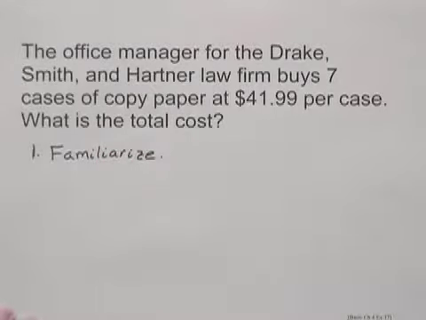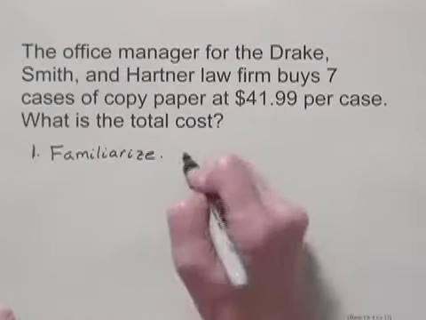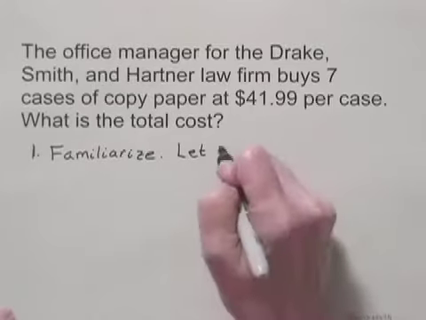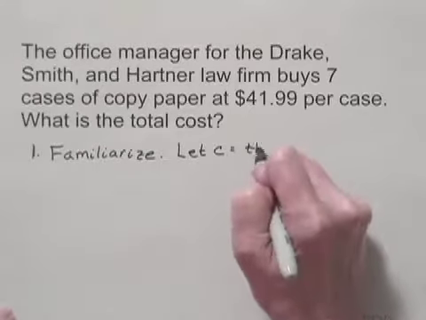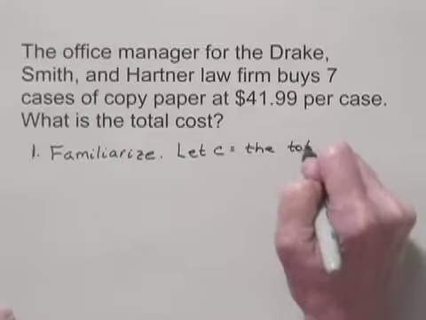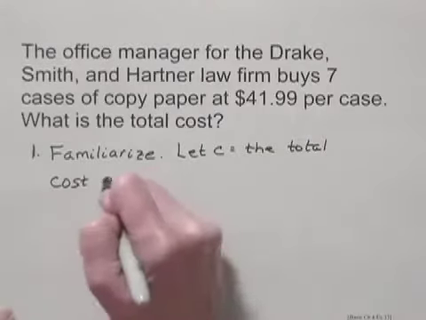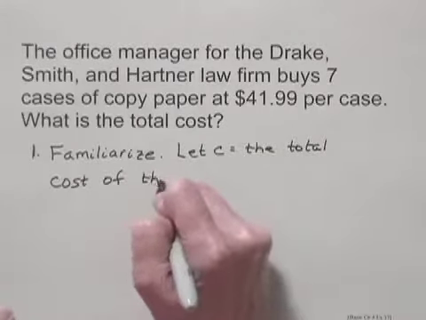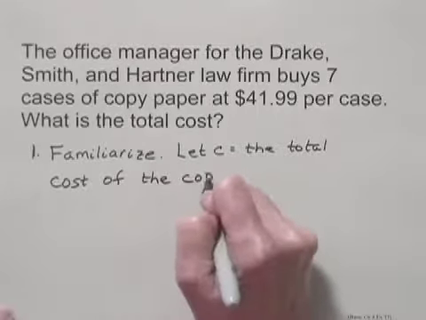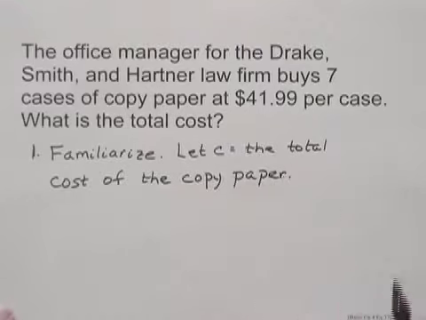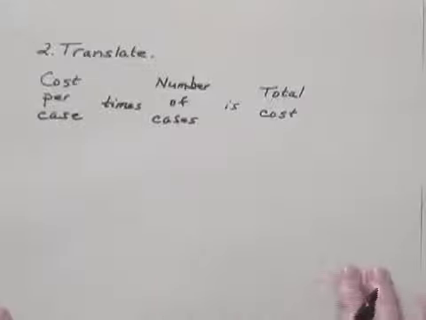We want to know the total cost of the copy paper, so let's assign a variable to that. And let's let it be C. So we'll let C be equal to the total cost of the copy paper. Now let's go to the second step, which is to translate to an equation.